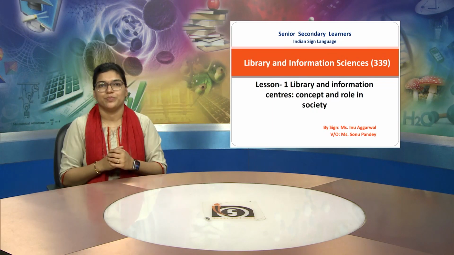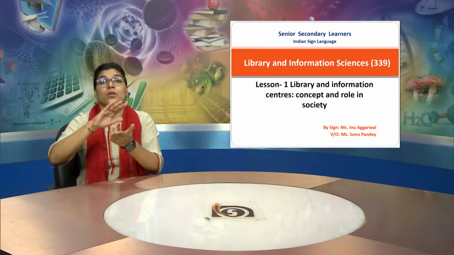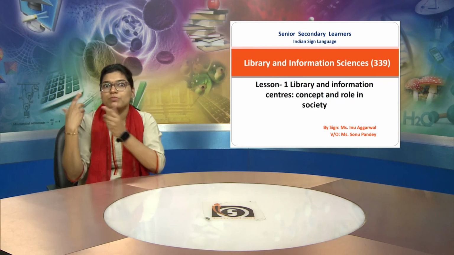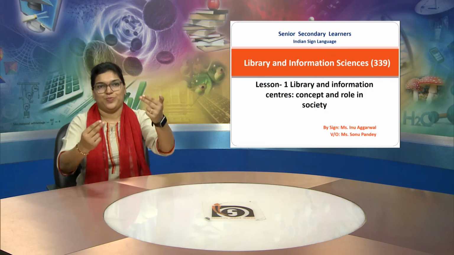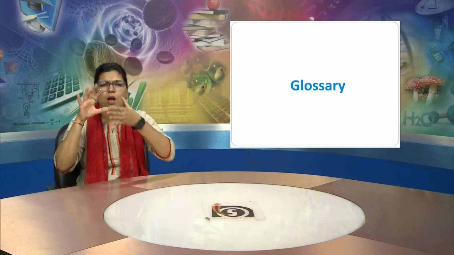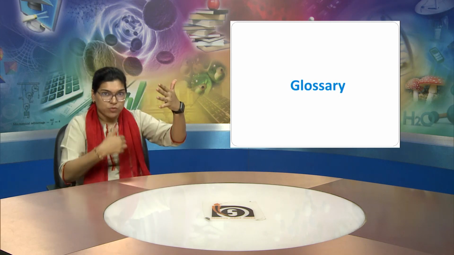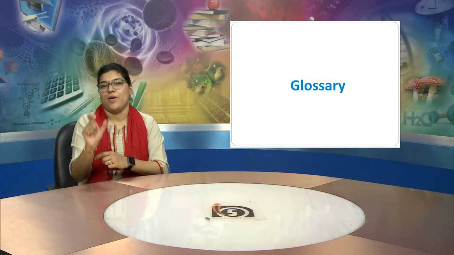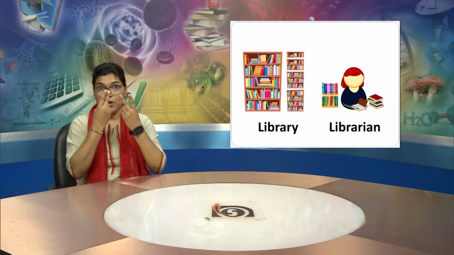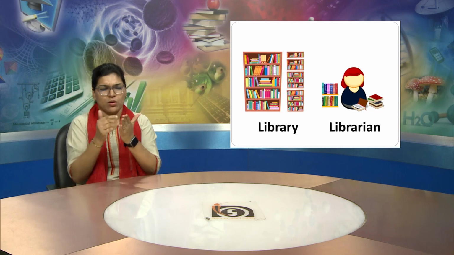We are doing lesson number 1, and the lesson name is Library and Information Centers. We will understand the concept and role in society in this lesson. First, let us do the glossary. These words are taken from lesson 1 of this course. There are 2 words written on the screen. The first word is library.